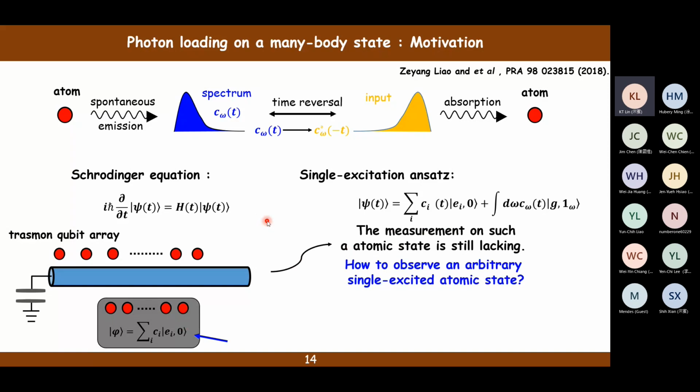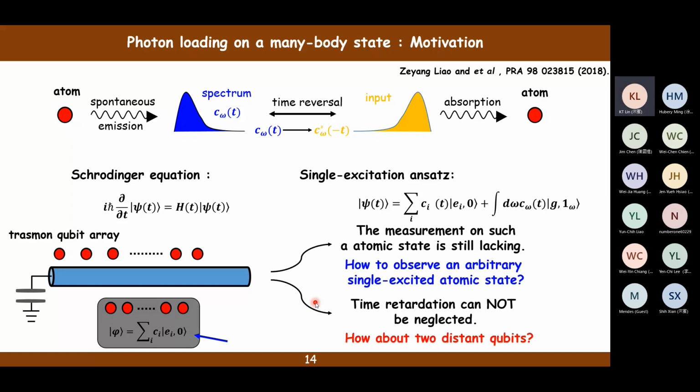And also we are trying to think about how about two distant qubits? Distant qubits here means that the time for the photon to travel between the qubits matters. This means that the time retardation now cannot be neglected. Okay, so we are trying to answer these two questions. Let's start with the first one: how to observe an arbitrary single-excited atomic state.